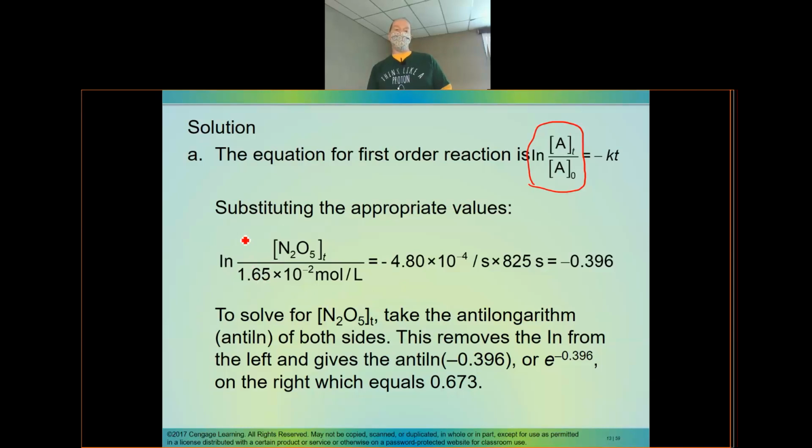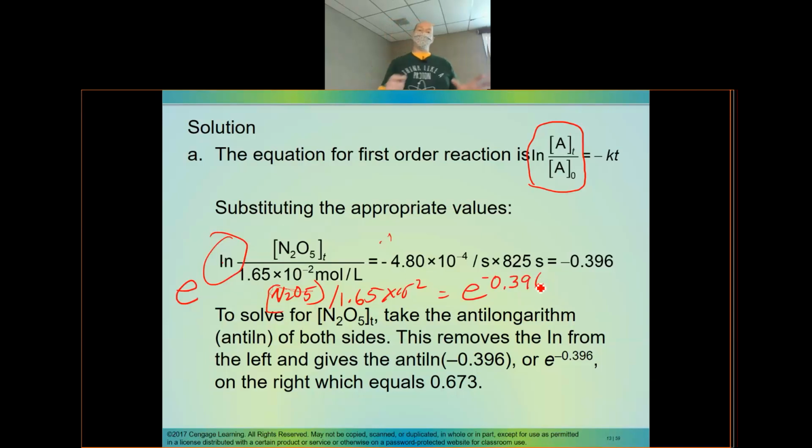What you need to know is how to get rid of your ln. In order to get rid of the ln, you push your e to the x button. e to the ln just goes away, and what you have left is your N2O5 here divided by the 1.65 times 10 to the minus 2. And then you're also pushing the e to the other side, which is e to the negative 0.396. To get rid of the ln, you push your e to the x button. And so then this is 0.673.